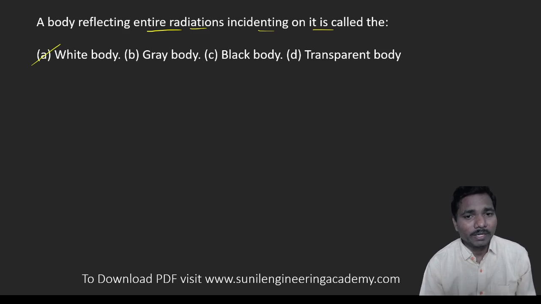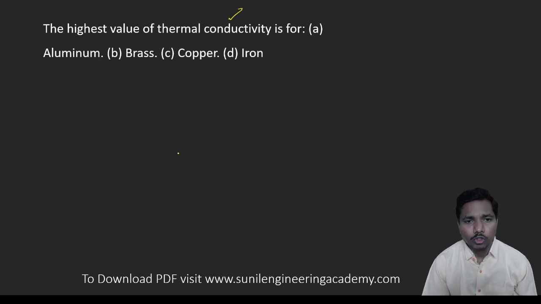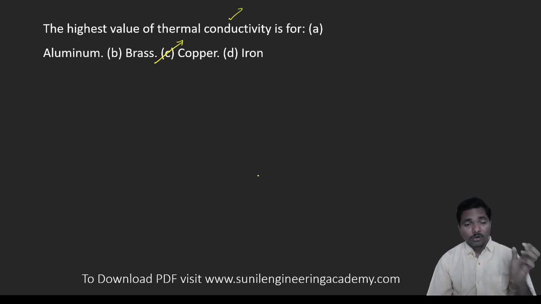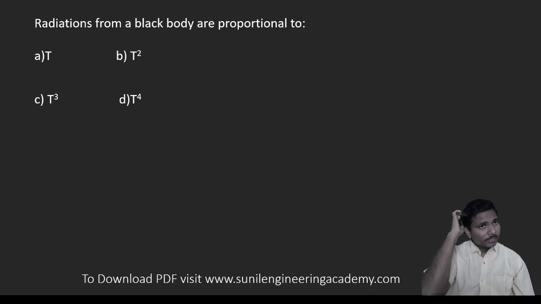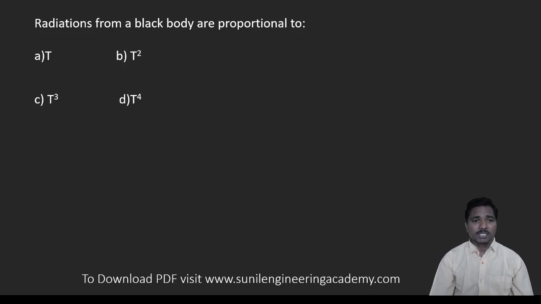But white bodies may reflect. The highest value of thermal conductivity is dash. Thermal conductivity allows the heat through it. So that is nothing but copper. Copper is the best conductor of heat. So the conductivity is higher for copper. That's why copper is used in heat exchangers. In the ACs also we have heat exchangers, so copper is mainly preferred.